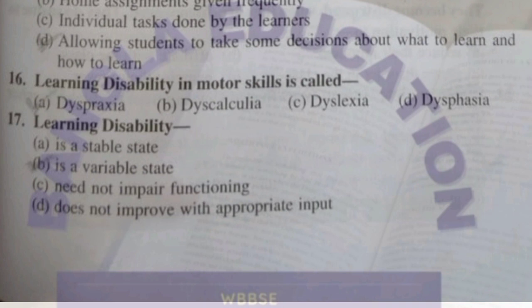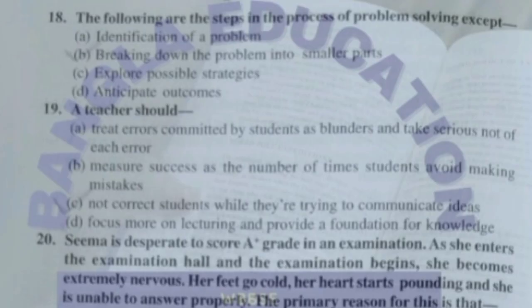So correct answer is option B, a variable state. Next question 18. The following are the steps in the process of problem solving except: option A, identification of a problem; option B, breaking down the problem into smaller parts; option C, explore possible strategies; and option D, anticipate outcomes. So correct answer is option B, breaking down the problem into small parts.